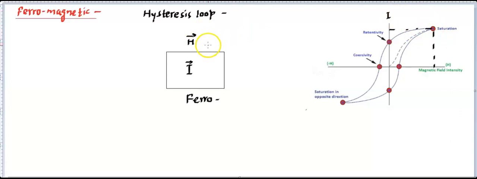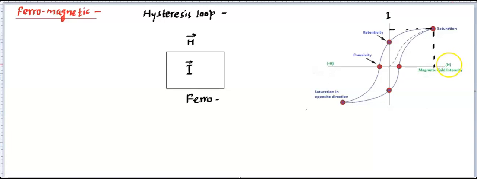So this was the field that we started applying in this direction and increasing H. So we got to one limit. Now let's decrease this value of H, keeping it in the direction of this. So if we start decreasing this value, that means we are moving in the backward direction in terms of H. First we have gone from here to here.